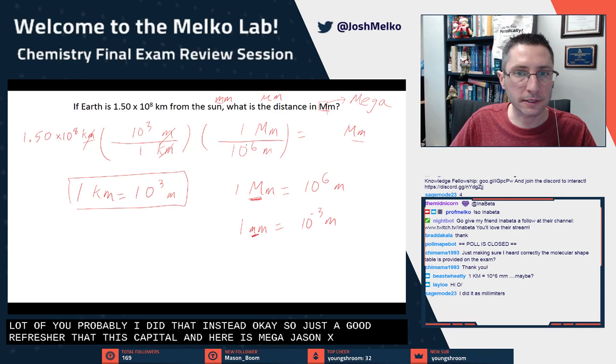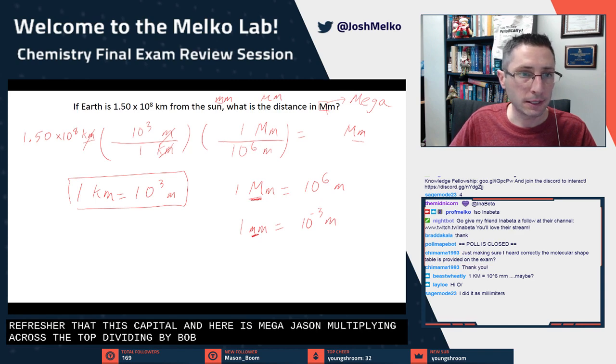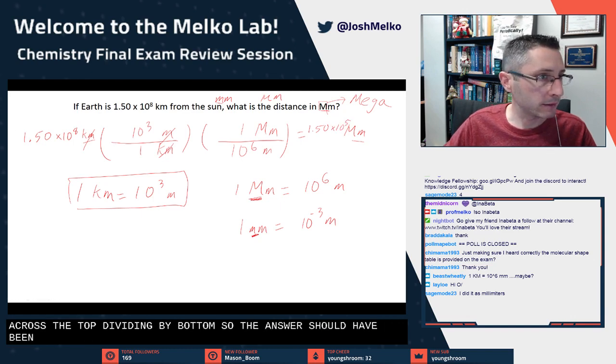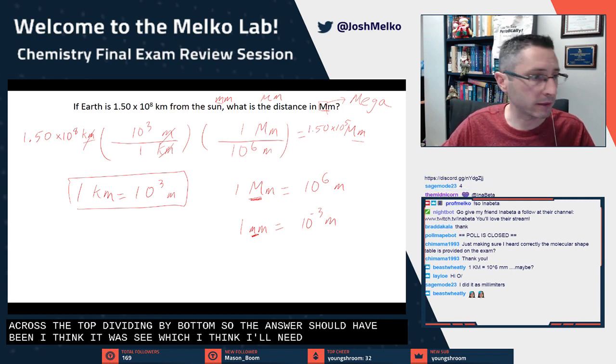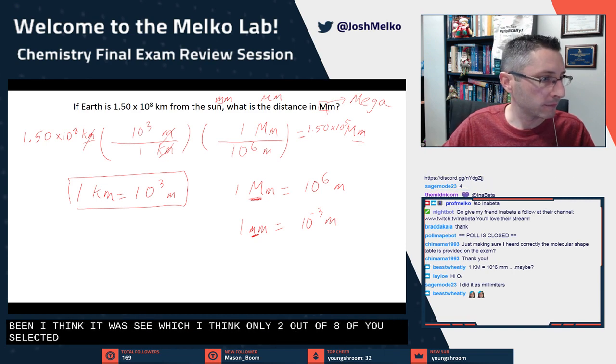Multiplying across the top, dividing by the bottom, that means this should get a factor of 3 smaller, so 1.50 times 10 to the 5th. So the answer should have been, I think it was C. I think only 2 out of 8 of you selected it. Feels bad, man.